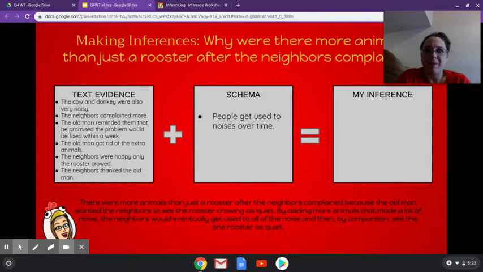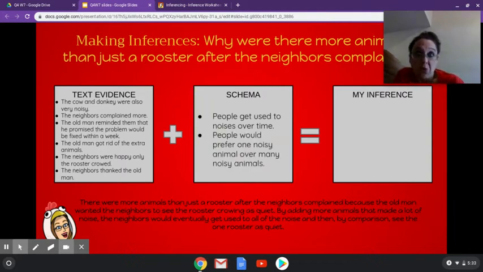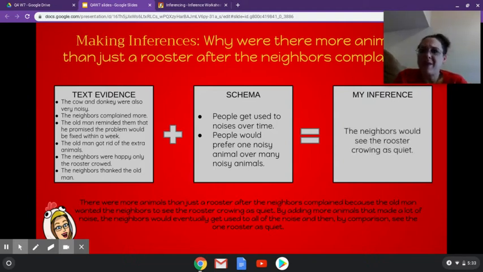Well, my schema: people get used to noises over time. People would prefer one noisy animal over many noisy animals, so the neighbors could see the rooster crowing as quiet. So there were many more animals than just a rooster after the neighbors complained because the old man wanted the neighbors to see the rooster crowing as quiet.